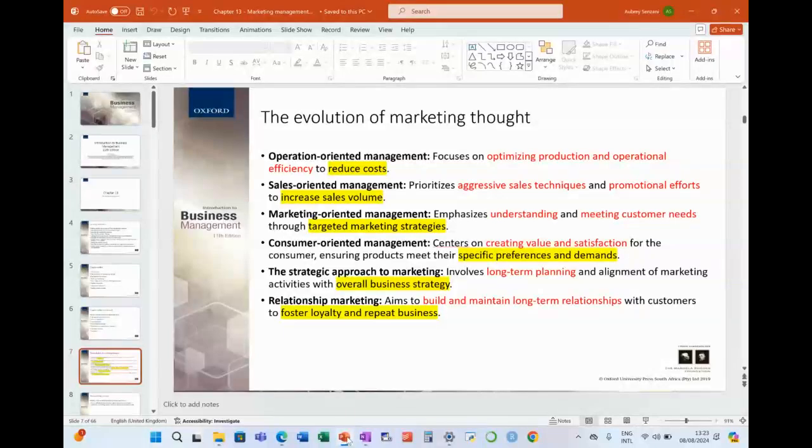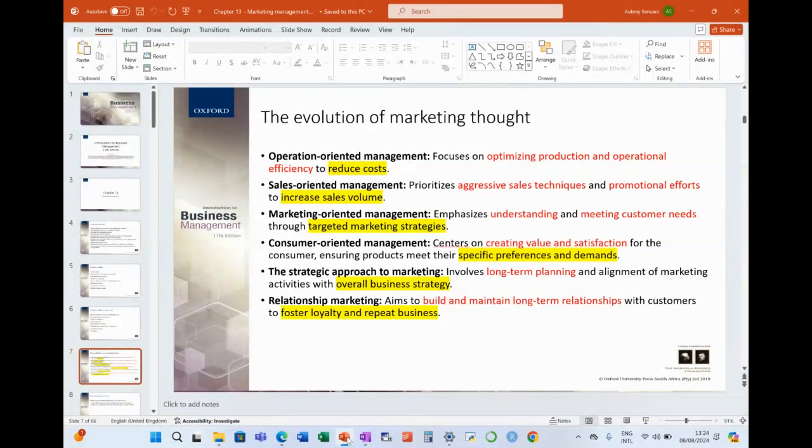Then marketing oriented management. Here, understanding, meeting the customer's needs. Targeted marketing strategies. Then customer oriented management. Here we're talking about creating value and satisfaction, specific preferences and demands. So you can really see there was growth within the marketing space. It wasn't just one of those where we just arrived and this is how we do things.